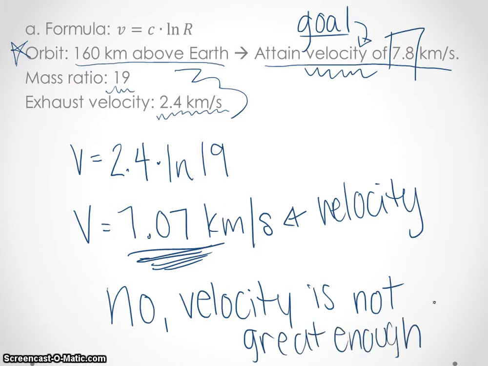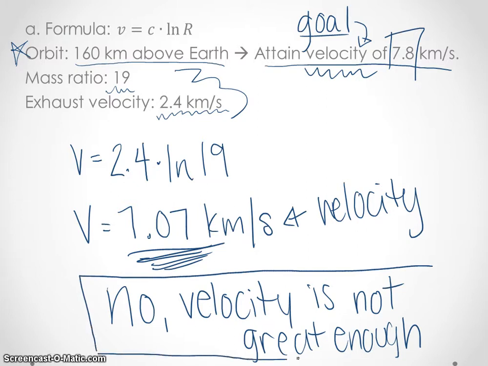So we would not be able to sustain ourselves at an orbit of 160 kilometers above Earth. Okay, so not going to work out for us, which is a good thing to know, especially if you work at NASA. It's definitely a good thing to know, because you don't just shoot off rockets and hope and cross your fingers that they get to where they need to get to.